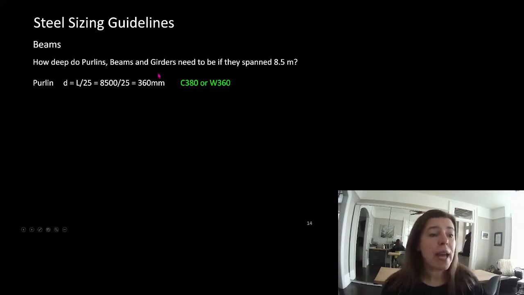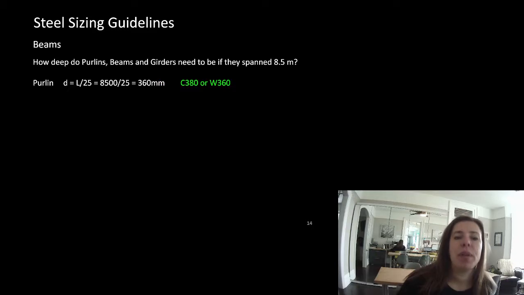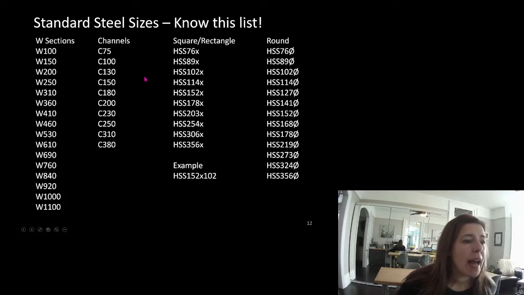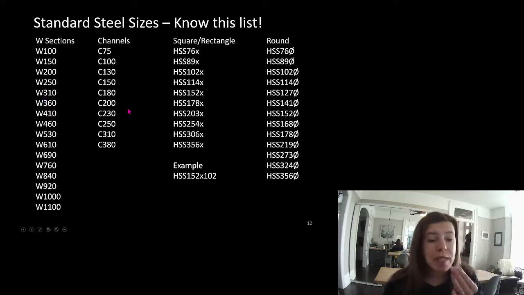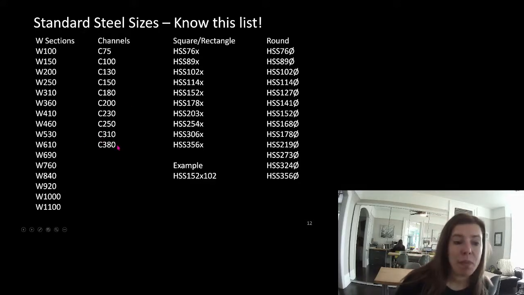So if it's 340, what depth of beam should we put in our preliminary drawing set? Now this is a purlin. So let's go up and look here. In this list, 340 is in between a 310 and a 360. We don't want to go shallower because we might end up bonking our head on it when we do a final design and we find out that it actually is a 360. So a W360 would be good. And we said that channels make good purlins. So a C380 would make a good choice.